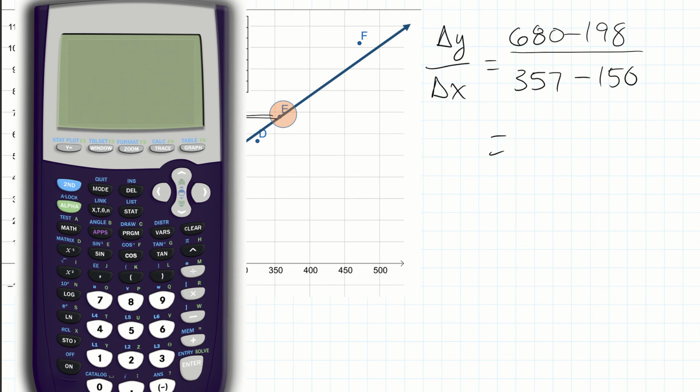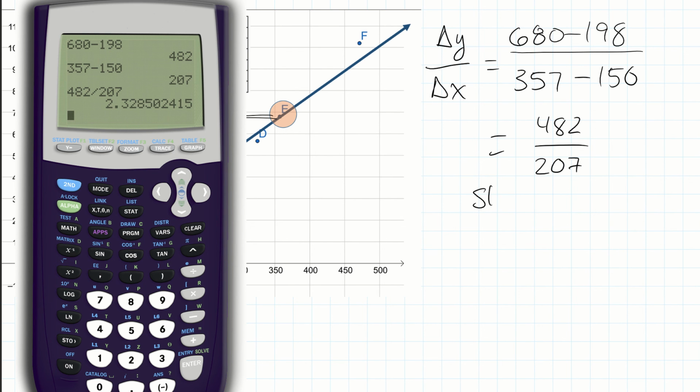Let me grab a calculator here. I've got 680 minus 198, so my numerator is 482, and I'm going to divide that by 357 minus 150, which is 207. So 680 minus 198 over 357 minus 150. If I want to calculate the slope, I'm just going to grab the rise, enter, and divide it by the run, enter. So it's that fraction, and let's make that a decimal. We're going to say that our slope is approximately, for this model, 2.33.